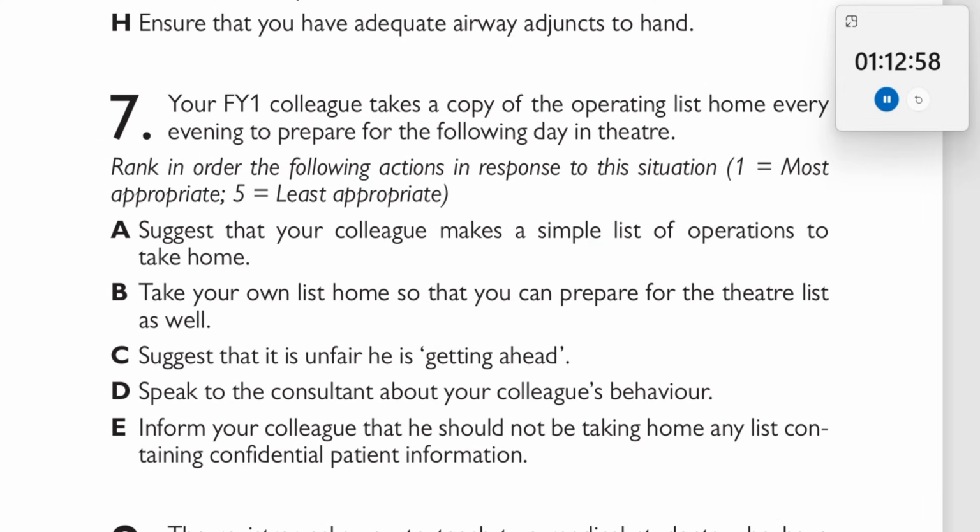Okay, number 7. Your FY1 colleague takes a copy of your operating list home every evening to prepare for the following day in theatre.